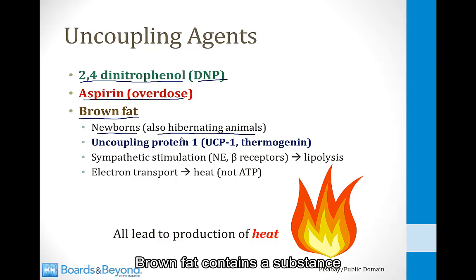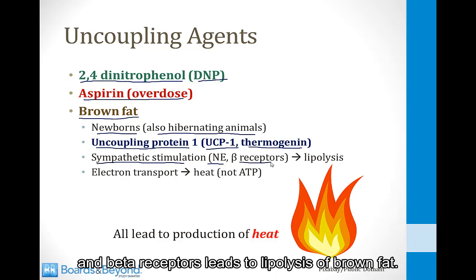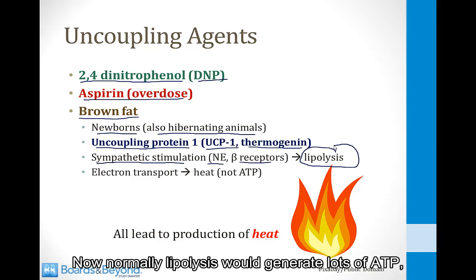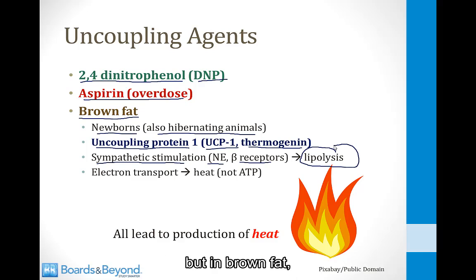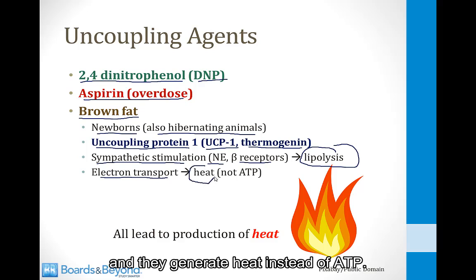Brown fat contains a substance called uncoupling protein 1. It's also called UCP1 or thermogenin. And sympathetic stimulation through norepinephrine and beta receptors leads to lipolysis of brown fat. Now, normally lipolysis would generate lots of ATP, but in brown fat, the electron transport is not coupled to oxidative phosphorylation. As a result, all those hydrogen ions leak out and they generate heat instead of ATP.